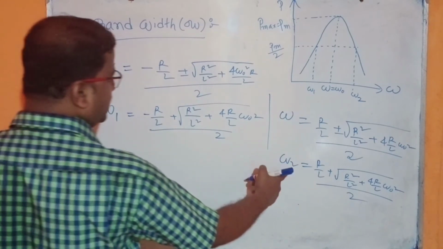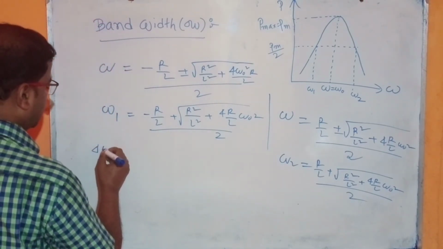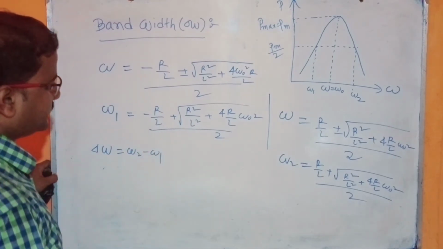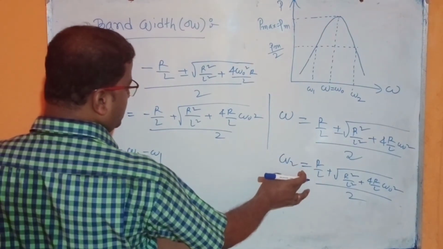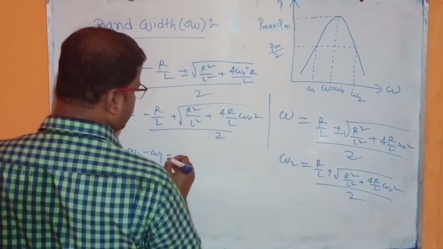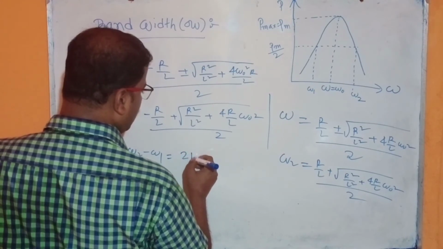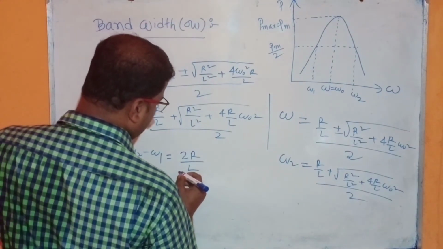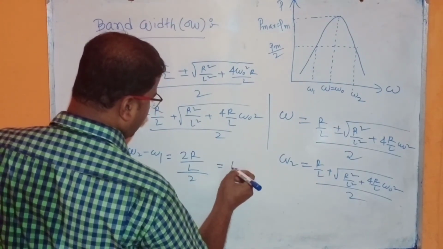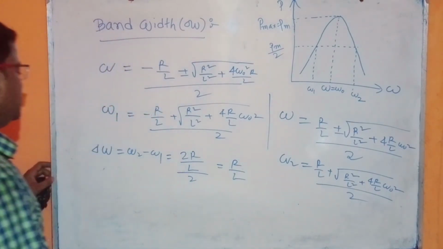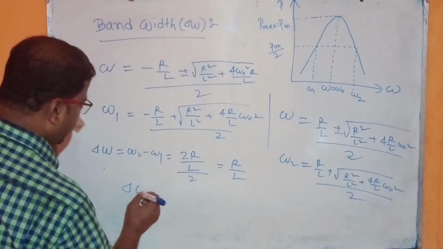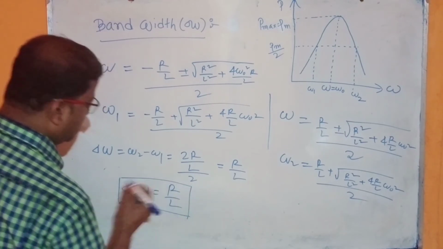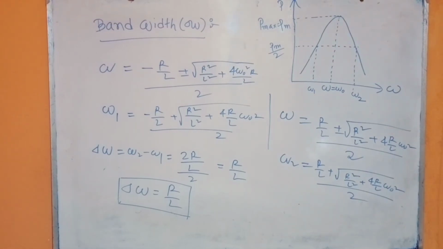Therefore we get the bandwidth delta omega equal to omega 2 minus omega 1, and this gives 2R by L divided by 2, that is R by L. Therefore we calculated delta omega equal to R by L. This is the bandwidth of the series LCR circuit.